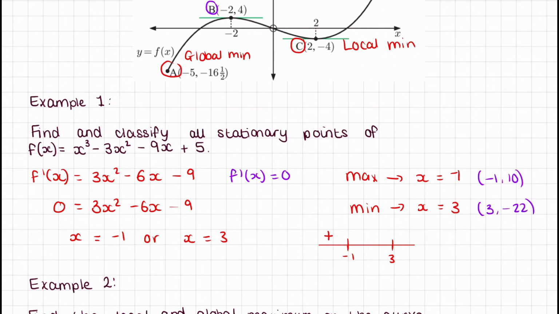Pick a number between -1 and 3, put it into the function, and see if the gradient's positive or negative. You will find it was negative. Then you want a number bigger than 3. So say 4, put that into the derivative function, and you would find the answer would be positive.